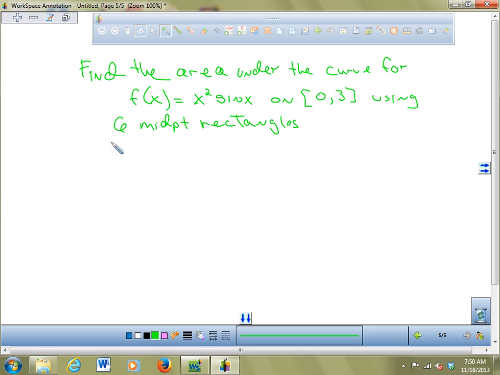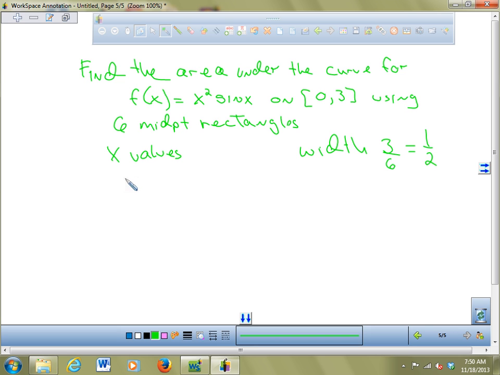So the x values that we're going to plug in, first thing that you want to do is find the width of the interval. So the width, since I'm going from 0 to 3, how do I do that? 3 divided by 6, so the width is 1 half. You understand? So that's how wide each rectangle is going to be.